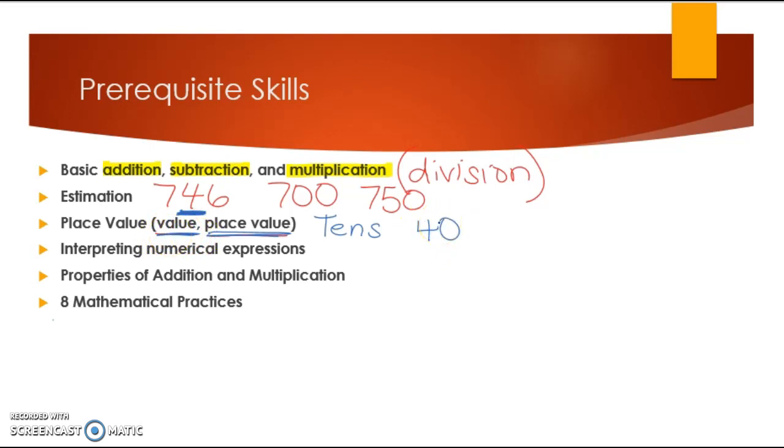We need to be able to interpret numerical expressions, which simply means you need to know when and how to use our mnemonic PEMDAS, which is also known as the order of operations. And you need to be able to evaluate an expression and interpret it, like, which part of a numerical expression should I do first, second, third, fourth, and fifth? You also need to know the properties of addition and multiplication.